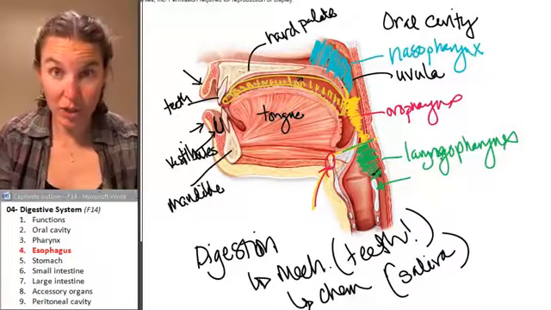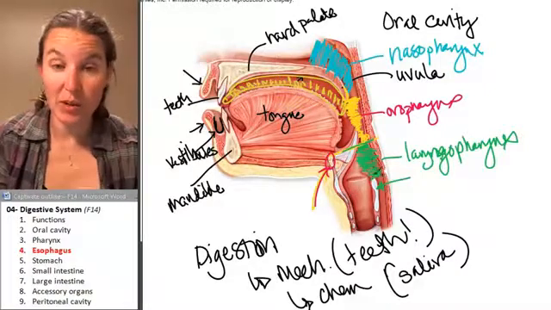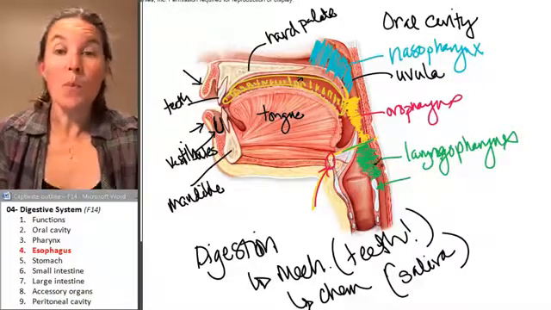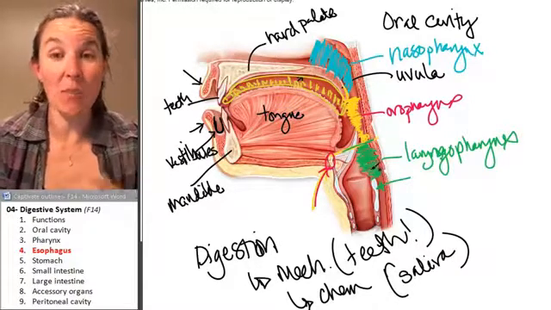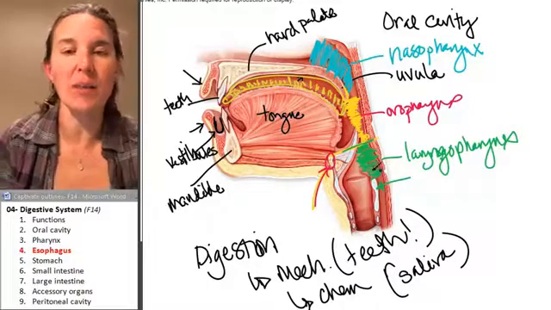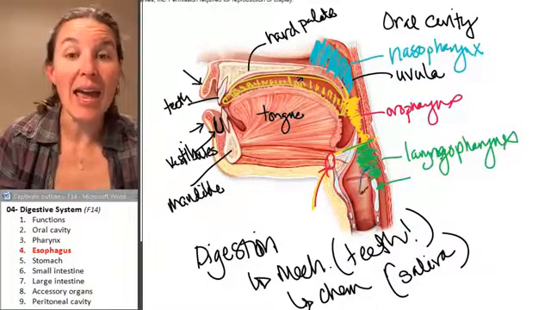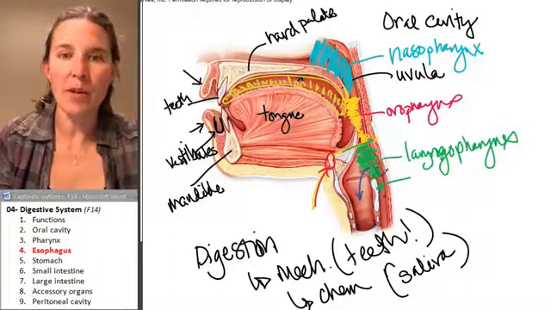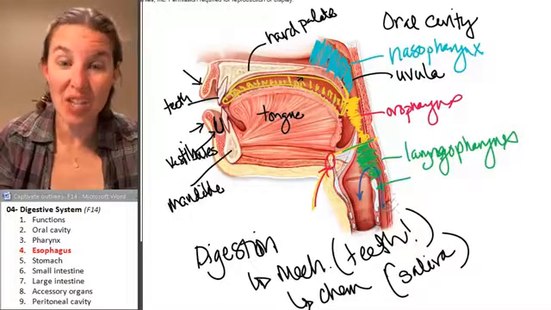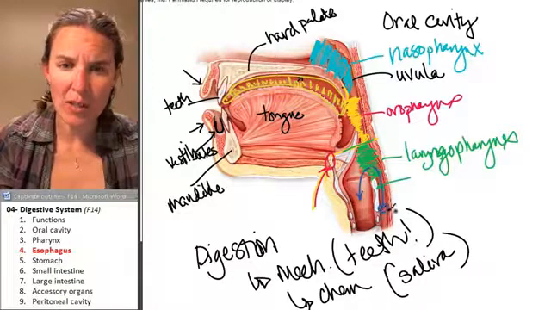Once we're in the laryngopharynx, if food is in the laryngopharynx, at that point you have two choices. Food and air are present in the laryngopharynx, and you can either travel anterior or posterior. This is actually a tube right here. Which one do you think is which?